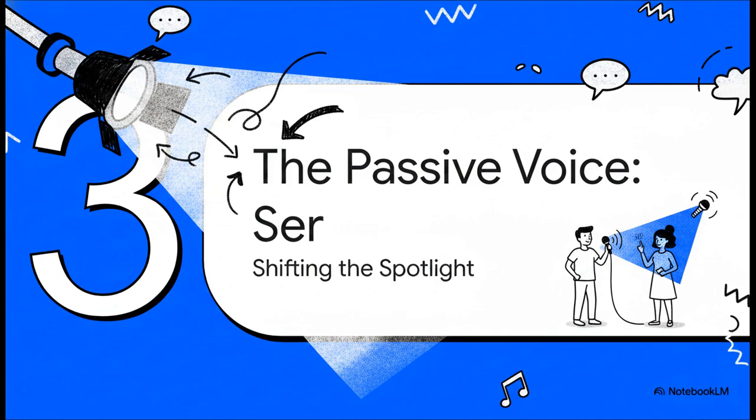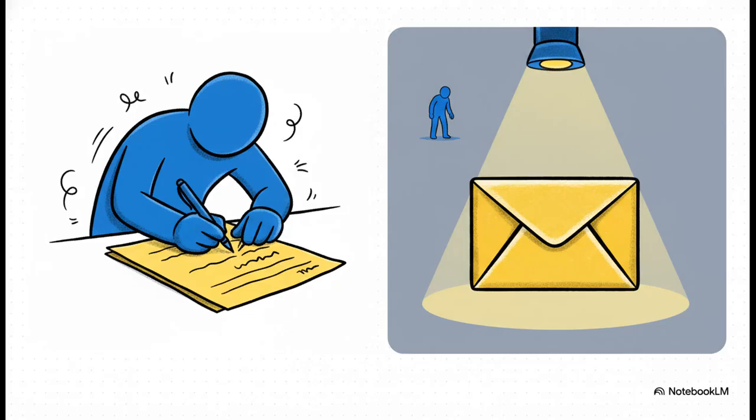Section 3. The passive voice, ser. Moving on, let's look at how we use the verb ser, which means to be, to completely shift the spotlight in our sentences. Check out this direct contrast. In the active voice, the focus is heavily on who is doing the action. I write the letter. But by switching to the passive voice, the letter is written by me, we put the letter center stage. This is an absolutely crucial tool for formal writing, news reports, or any time you need to be objective.